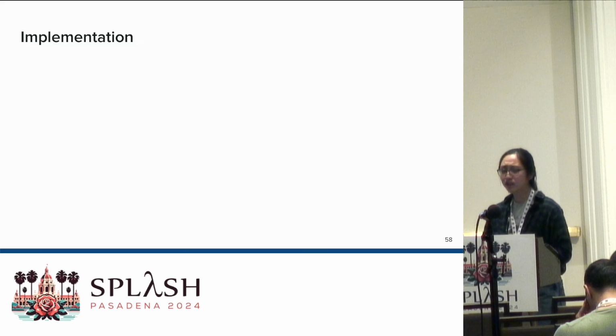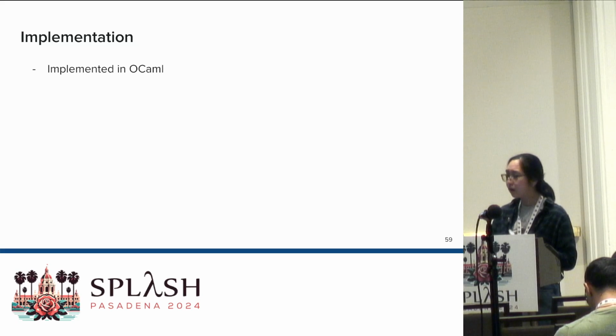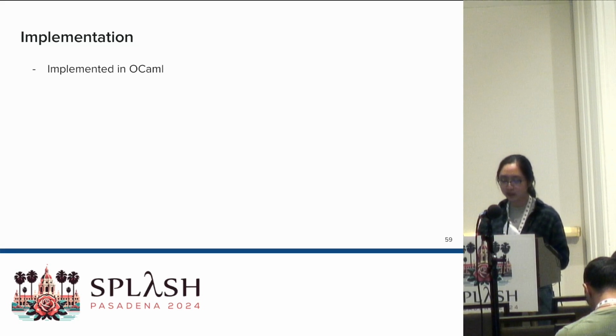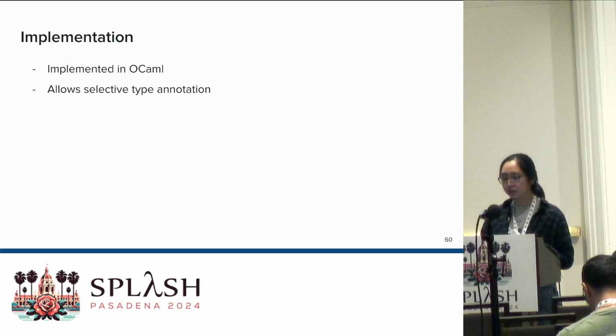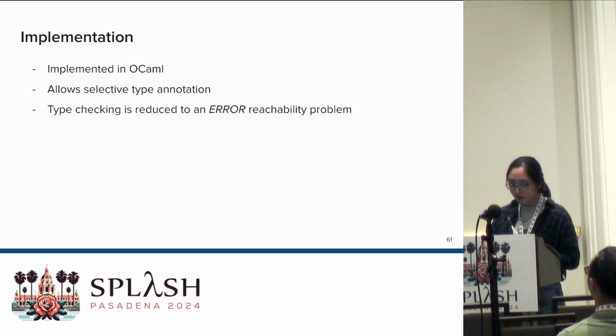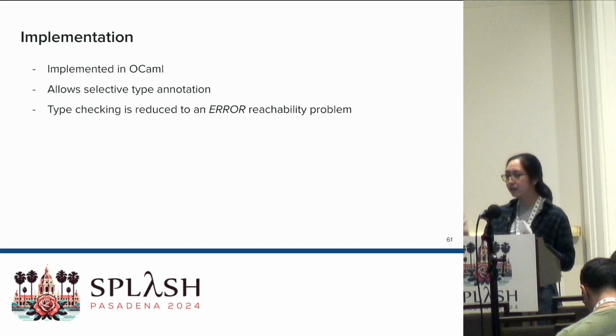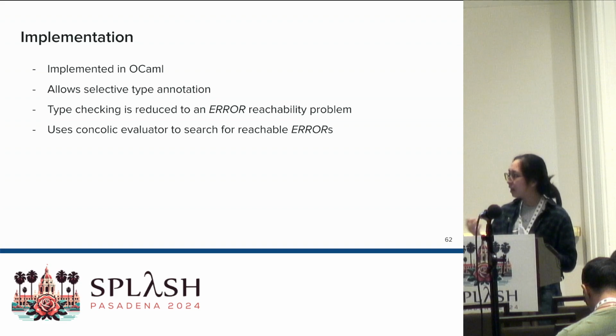OK, so after all this talk about theory, let's talk about some actual concrete implementation. Our language and type checker are both implemented in OCaml. We allow selective type annotation in the implementation, which means the user gets to decide what expression to check and what not to. As will be demonstrated later, type checking is encoded as an error reachability problem in our implementation. Backend-wise, we use a concolic evaluator to look for reachable error states.